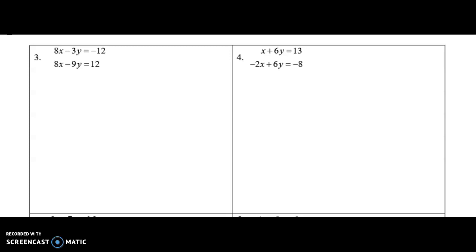Okay, so today we're going to do elimination again, a little bit of a twist, because when we look at our first two equations in number 3, if we add them together, the x's don't drop off, the y's don't drop off, so that's not helpful. However, I hope you notice that you have the same numbers in front of the x's.